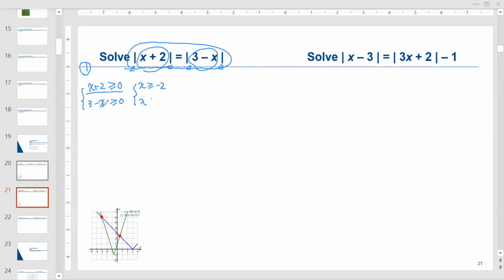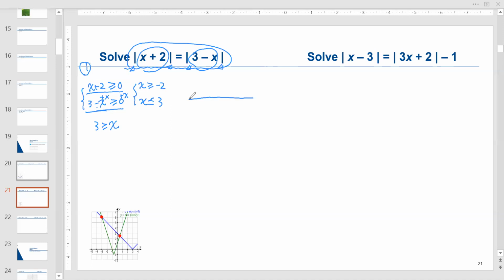At the same time, move x to the other side: both sides plus x. So here becomes 0, and here becomes x. So 3 is greater than or equal to x. We can rewrite this part as x less than or equal to 3.